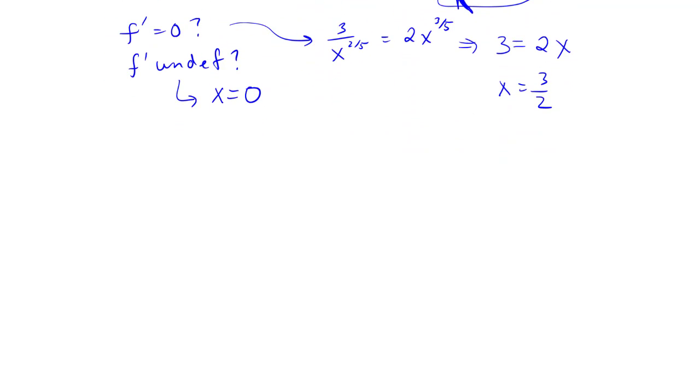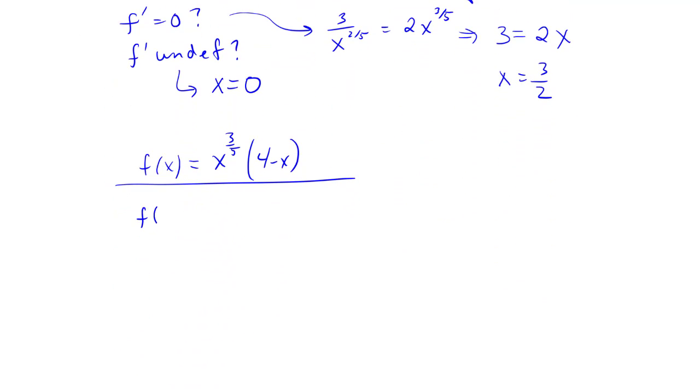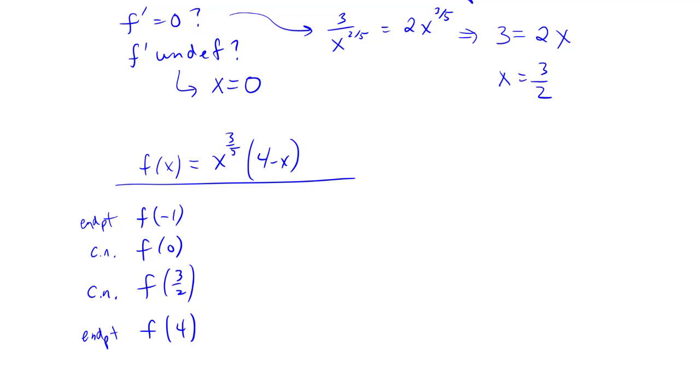All right, so what's next? Well, I'm going to take my original function, and this time I'll write it in the original way. All right, and now I'm going to evaluate it at all the endpoints and critical numbers in the interval. So the endpoints were -1 and 4, and the critical numbers inside the interval were 0 and 3/2.